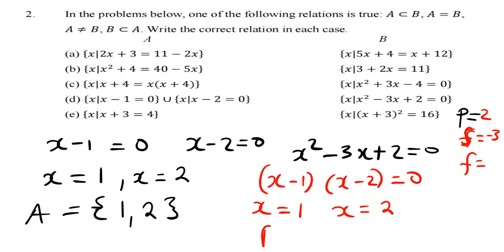So B will now be equal to 1 and 2, and this is equal to that. They are the same, so it also satisfies this condition there. Then let's solve the last one here.